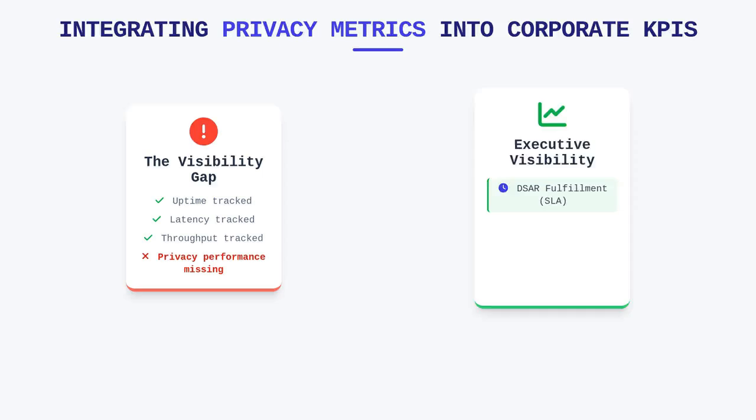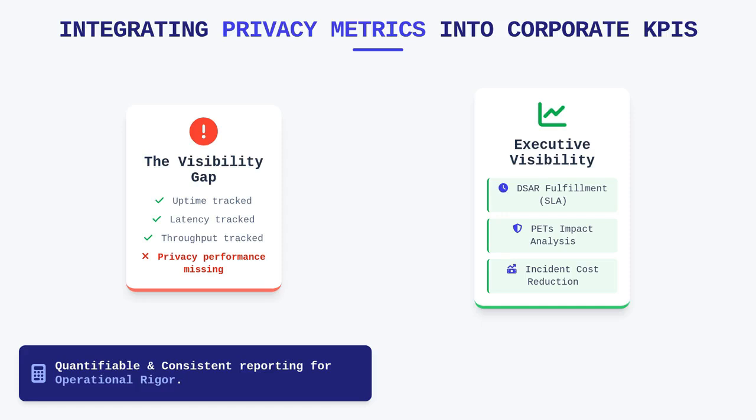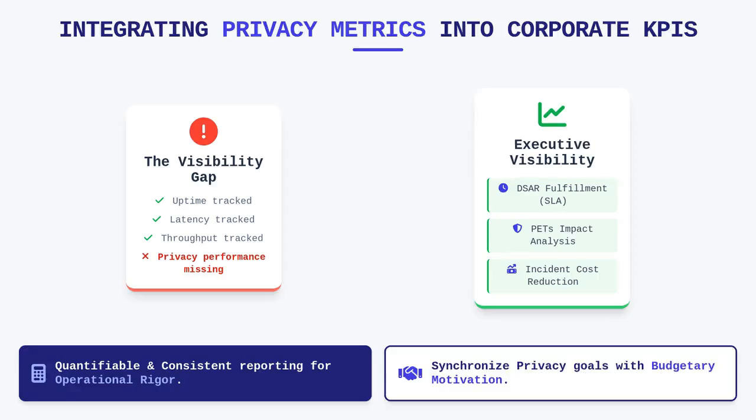Similarly, demonstrating the impact of privacy-enhancing technologies on reducing data incident response costs creates a compelling financial narrative. These metrics must be quantifiable and consistently reported, allowing management to evaluate privacy posture with the same rigor they apply to sales or operational efficiency. When you manage to align these technical indicators with institutional incentives, you align your privacy objectives with the motivation of the department heads who manage the budgets and the technical roadmaps.